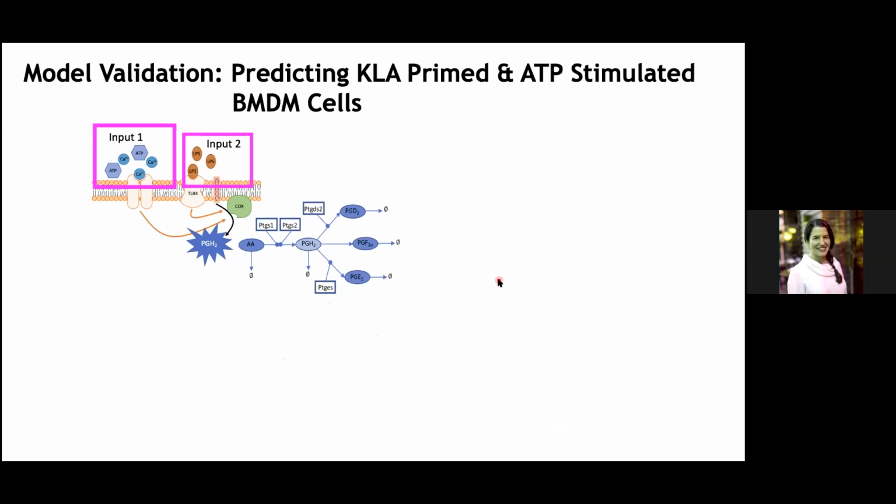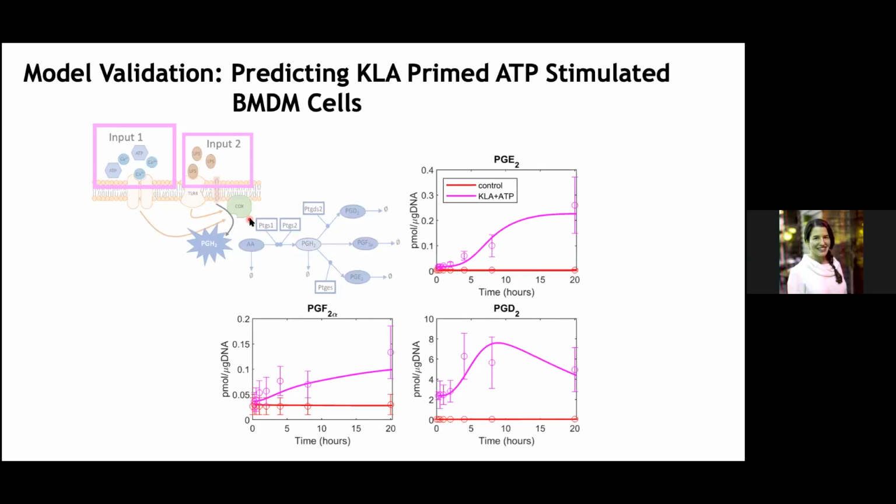We went on to test the validity of our model using a third independent data set, which was using the combined ATP and KLA case. We used the parameter values that were obtained from our previous model simulation that I showed to predict the results of the combined treatment case. So again, the experimental data, which are shown in circles for the treatment case, are in the color magenta, and the control case, again, is shown in red.